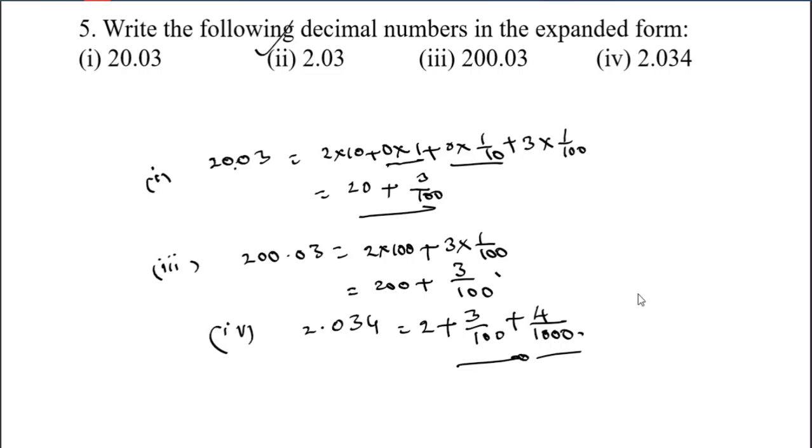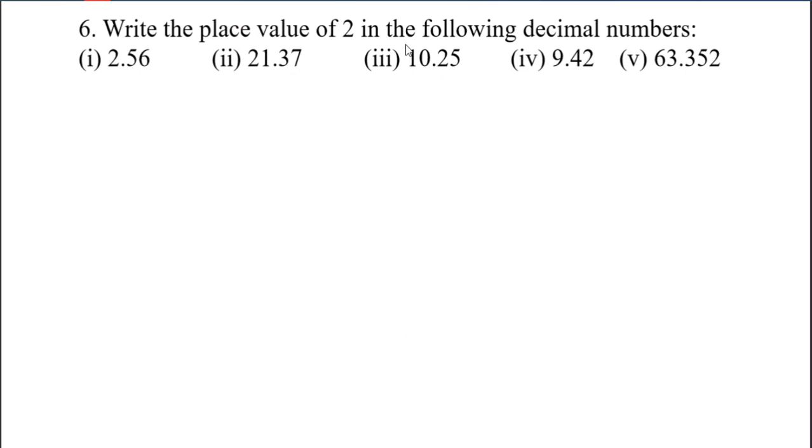Now come to the next one. The sixth one is: write the place value of 2 in the following decimal numbers. So 2 is in which place? Ones place. So its value is 2 only. Here 2 is in which place? Tens place. Its value is 20. So like that you do.